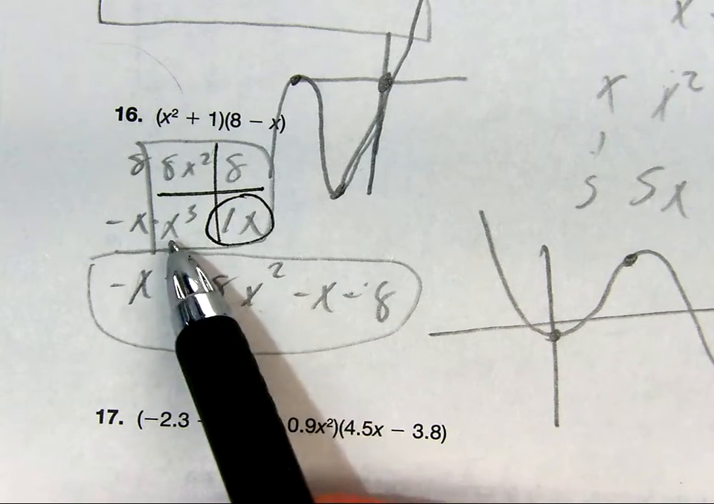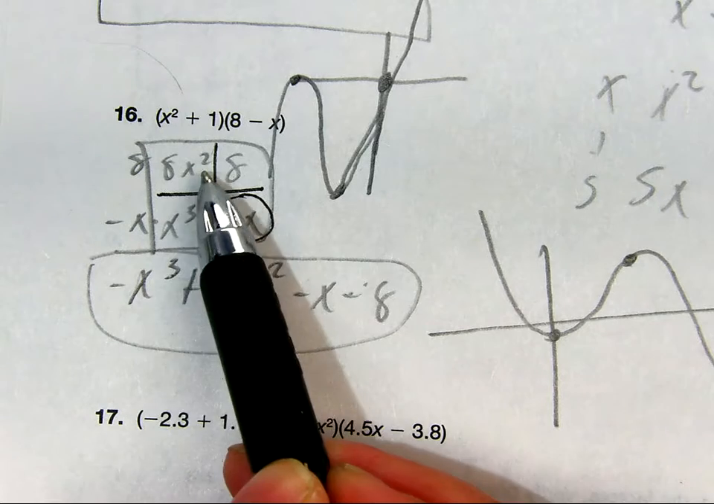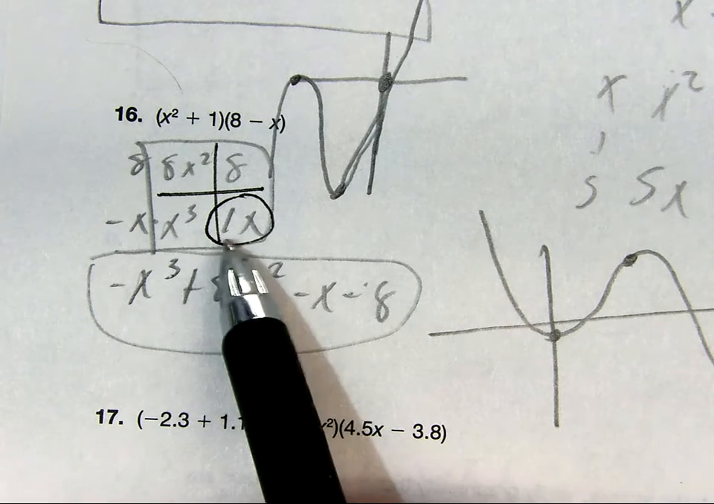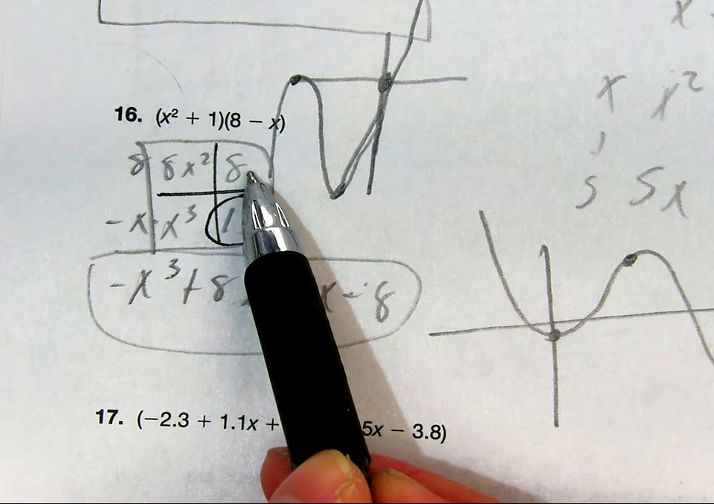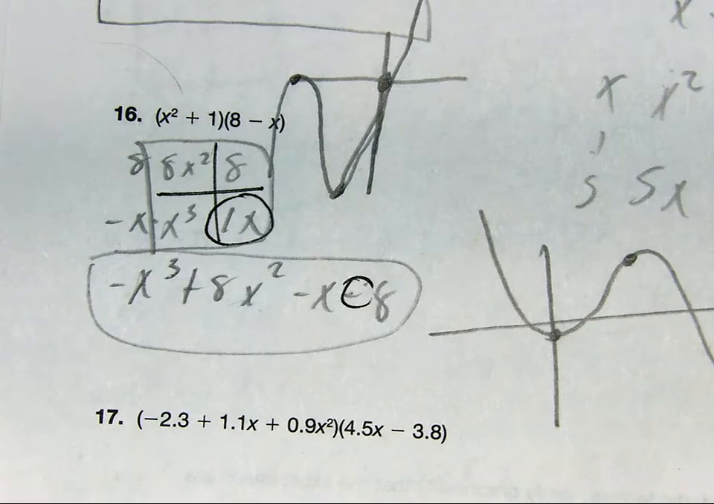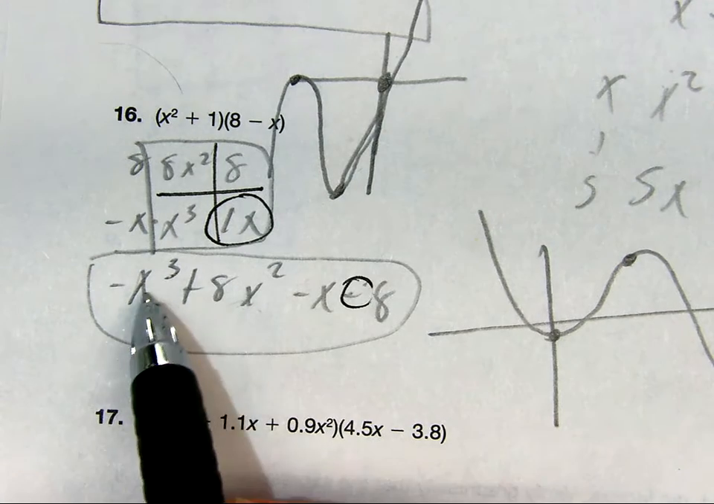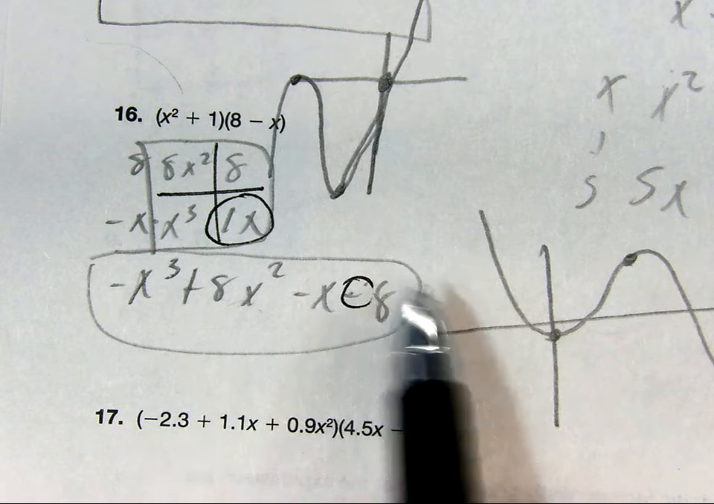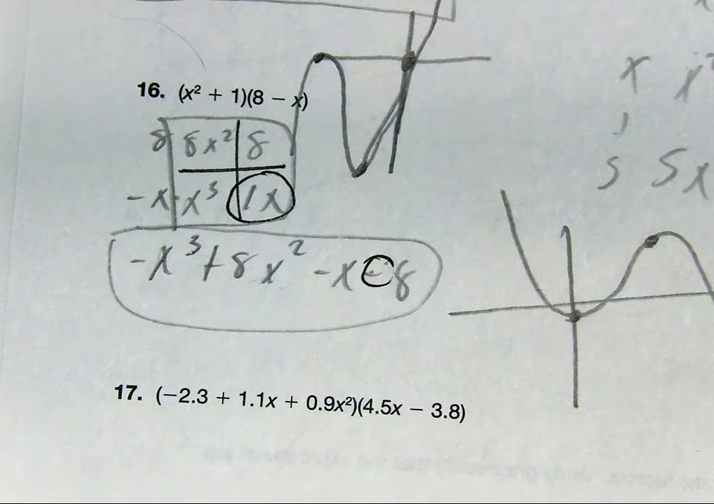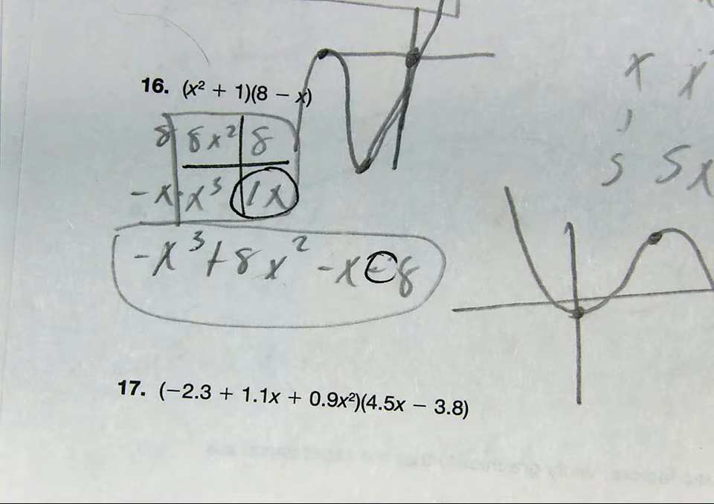Write it in descending order: negative x cubed, x squared. This should be negative x, and then, well, positive 8. Descending order means the exponents go to the third, to the second, to the first, and then this is x to the 0. Let's take one more look at another student.